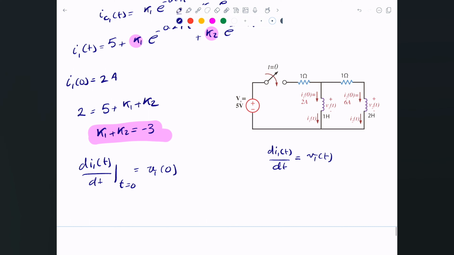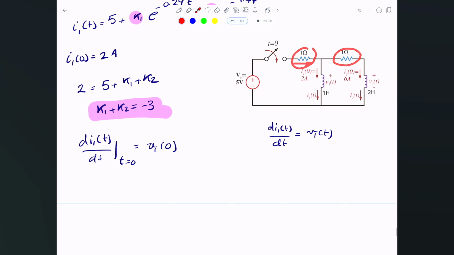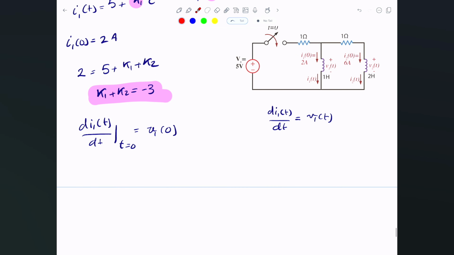Well, what we do know is the following. We know the current in here, okay? And we know the current in here. And that's all that we know. So technically we can figure out the current flowing in here, so we can know the voltage drop across this. And we know the voltage drop across this because the current after t0 doesn't change. So let's compute it.